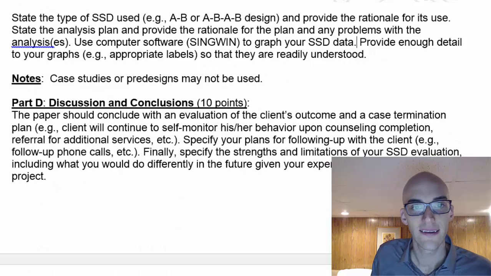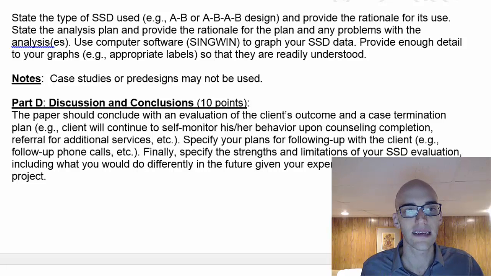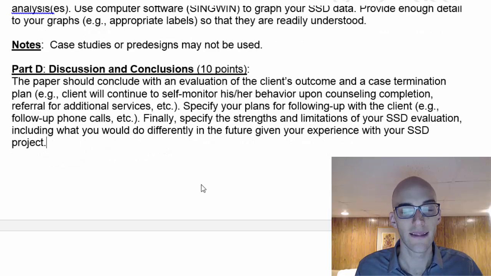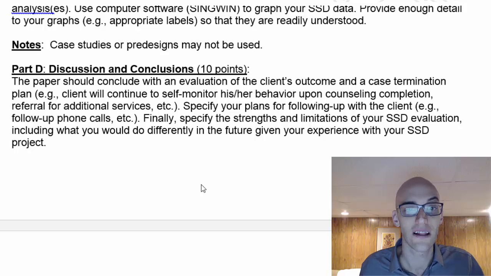You're also going to be stating which type of single system design you used, which is probably going to be A/B, and then discussing your graphs with enough detail that other people can understand them. The last part of this paper, which should be the easiest, is the discussion and conclusion section. Talk about the outcomes, case termination plan, follow-up steps, and anything that you might have done differently, or what you might do differently for the next project.